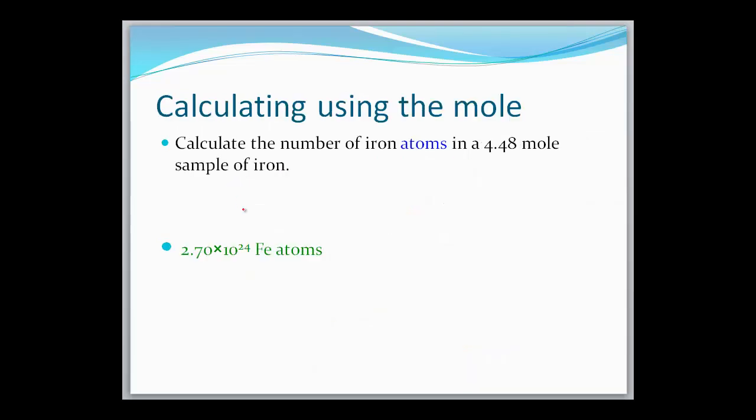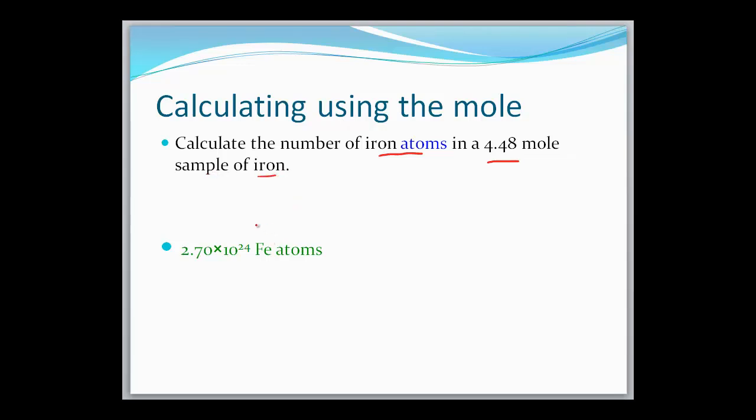Okay, so what we're going to do then is use this value as the basis of our calculations in chemistry. That value, 1 mole, will be used from here until the end of this course. So let's take a look at an example of how we would use that. Calculate the number of iron atoms in 4.48 moles of iron.